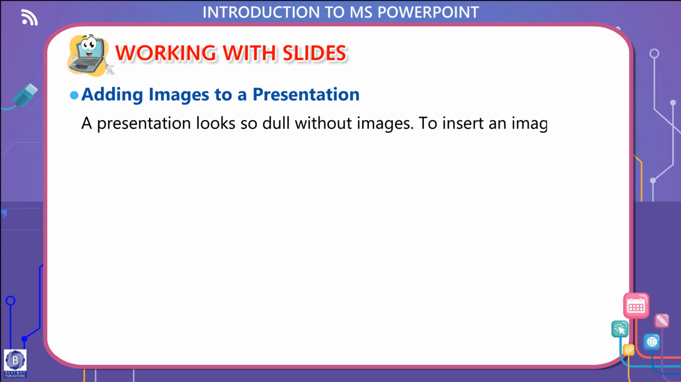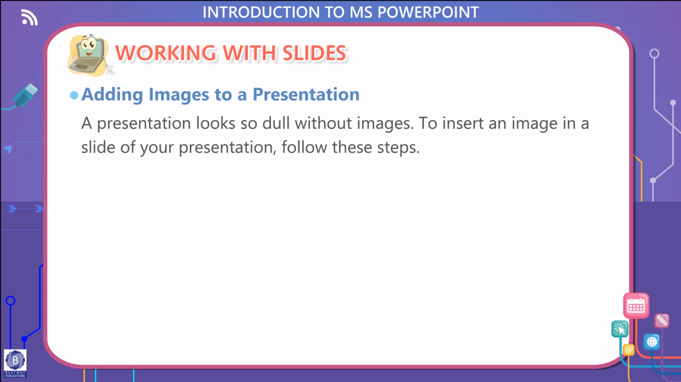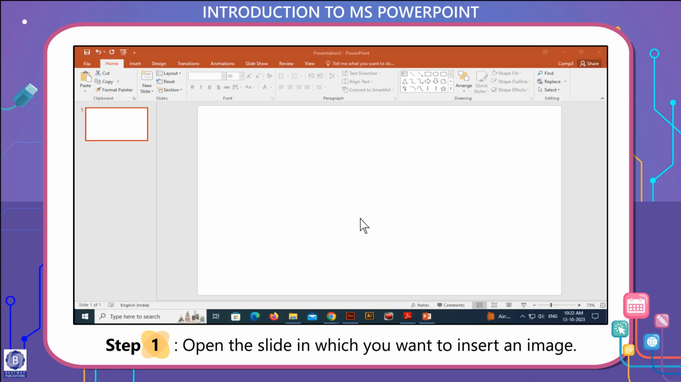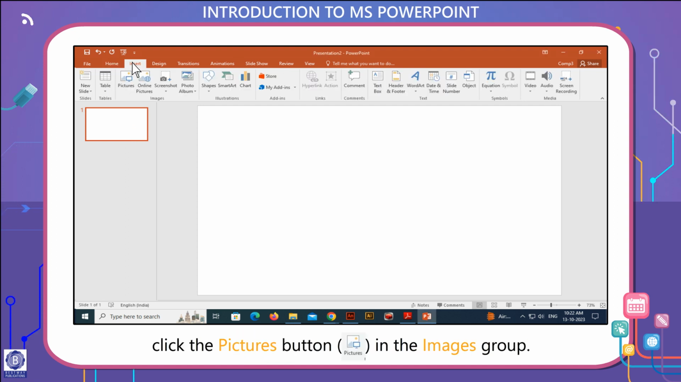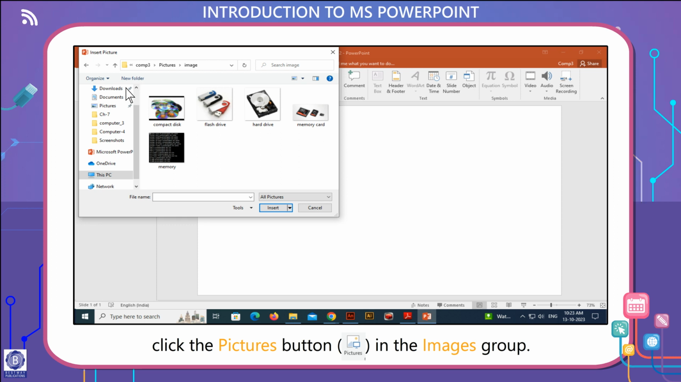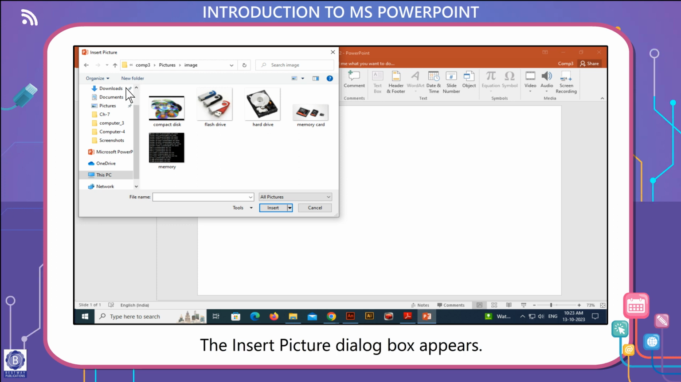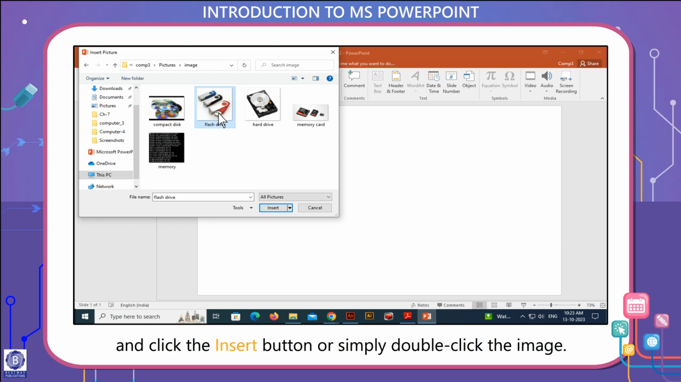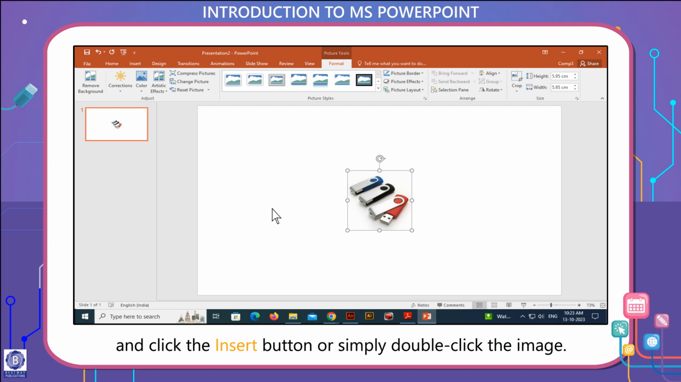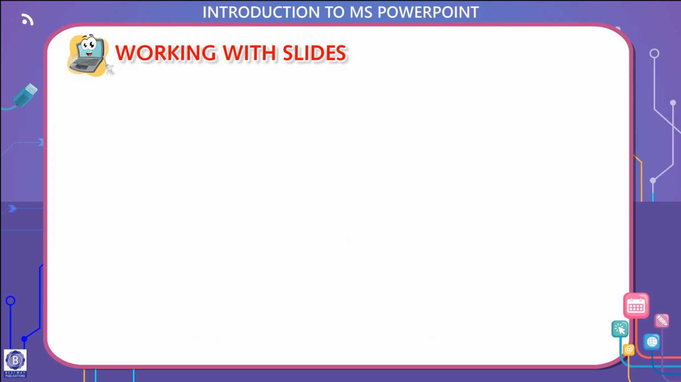To insert an image in a slide of your presentation, follow these steps. Step 1. Open the slide in which you want to insert an image. Step 2. Click the Insert tab and then click the Pictures button in the Images group. The Insert Picture dialog box appears. Step 3. Select the desired image you want to insert and click the Insert button or simply double-click the image.